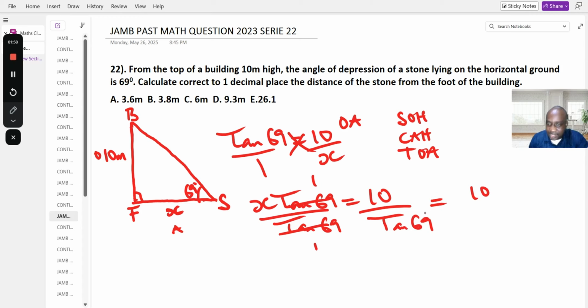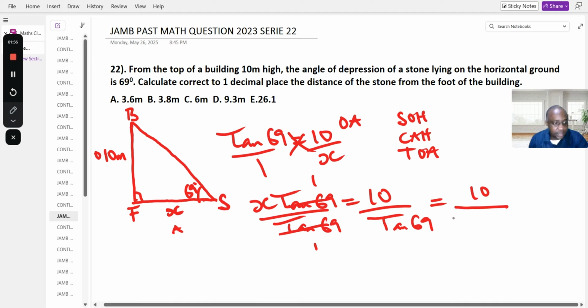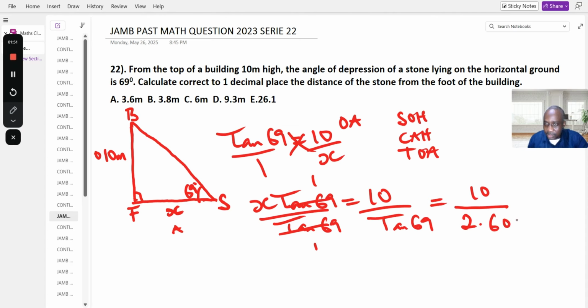What is tan 69? Tan 69 is 2.6051. Therefore, when we divide this one, our x is 10 divided by 2.6051, which is going to give us 3.83.